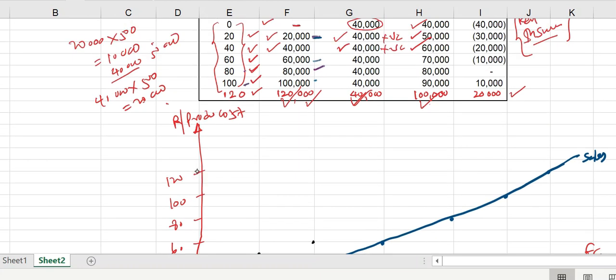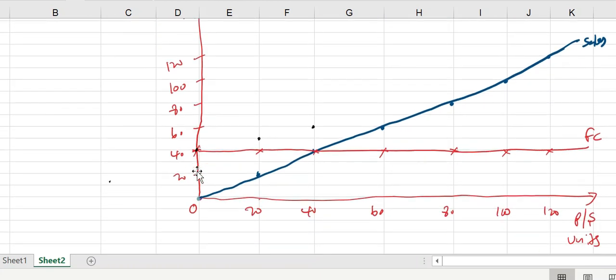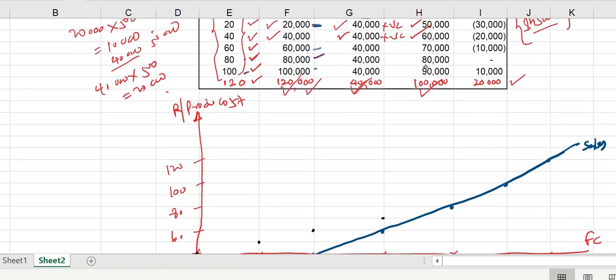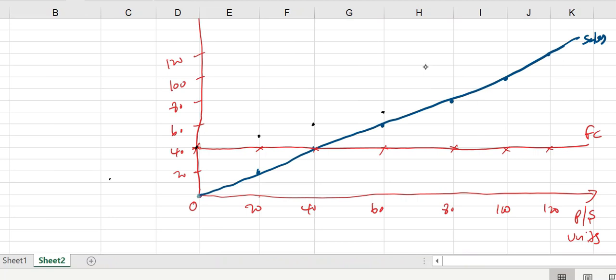Then if you produce 60,000, it's going to be 70. Then 80,000, it's 80. 100, it's going to be 90. 120, it's going to be 100. So this is your total cost line. So let's join these points. This is the total cost line.